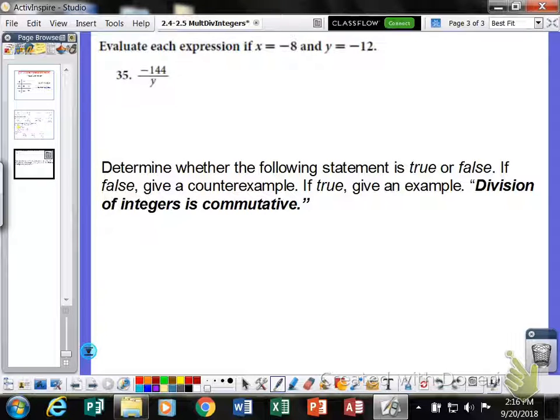Substitution works the same way. So we have -144 over -12. 144 divided by 12 is 12. They are both negative, so my final answer is positive.